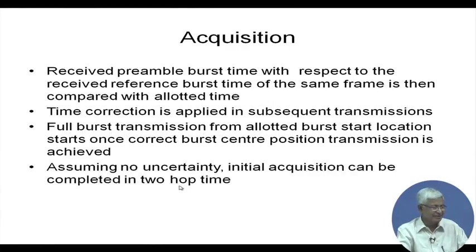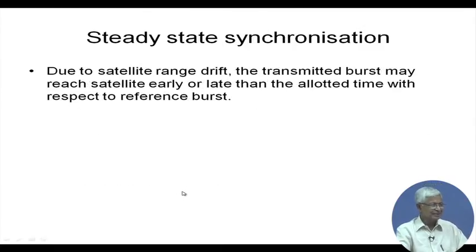Assuming no uncertainty, initial acquisition can be done in 2 hop time. You know where the acquisition is. So, that is about the initial acquisition. Now, how about the steady state synchronization?